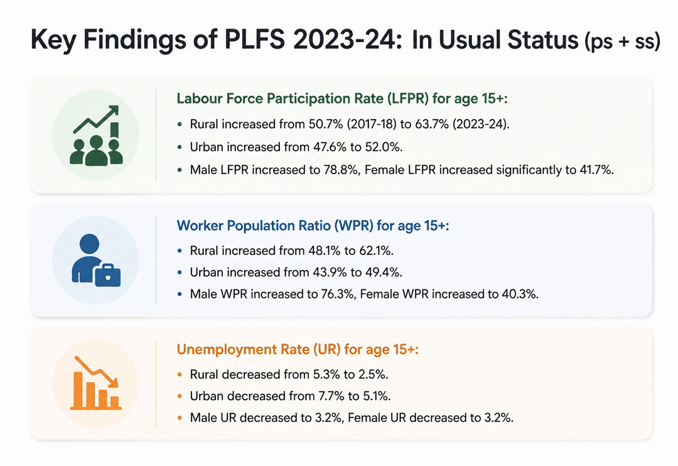The worker population ratio mirrored this success, with rural WPR climbing to 62.1% and female WPR rising to 40.3%. Consequently, the unemployment rate dropped significantly. Rural unemployment fell to just 2.5%, and both male and female unemployment rates equalized at a low 3.2% nationally.